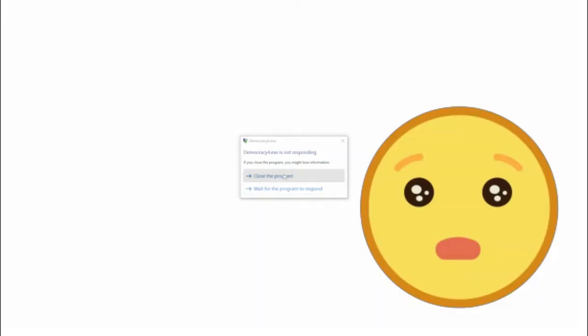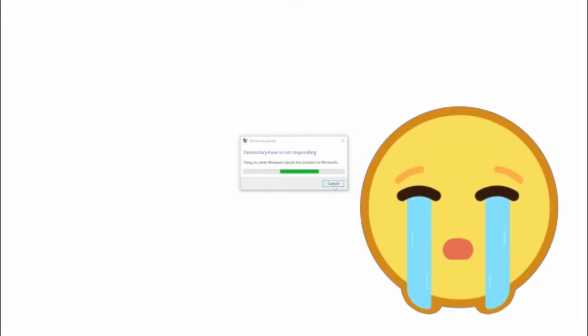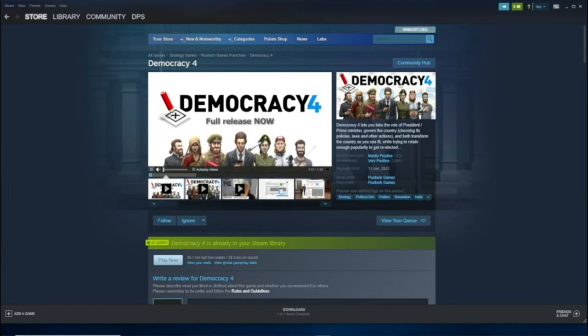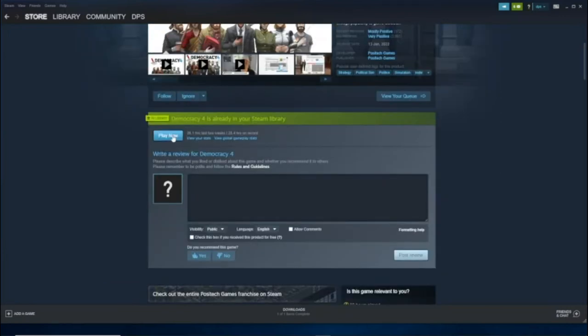Oh dear, oh dear. Democracy 4 is not working. Great. Close. No, don't report it. Cancel, cancel. This is a disaster. So the cheat mod literally looks like it breaks Democracy. We'll give it one last go.